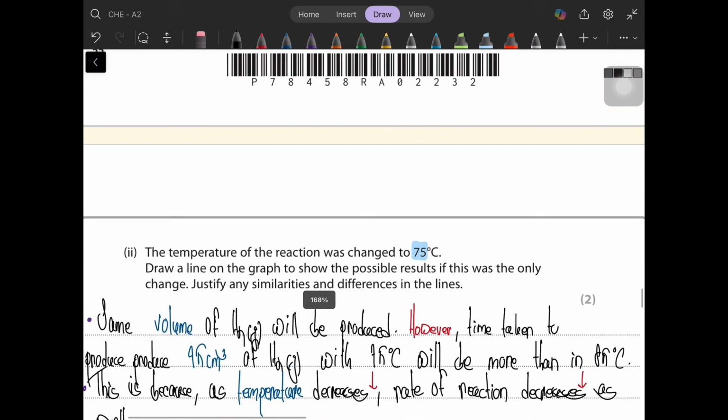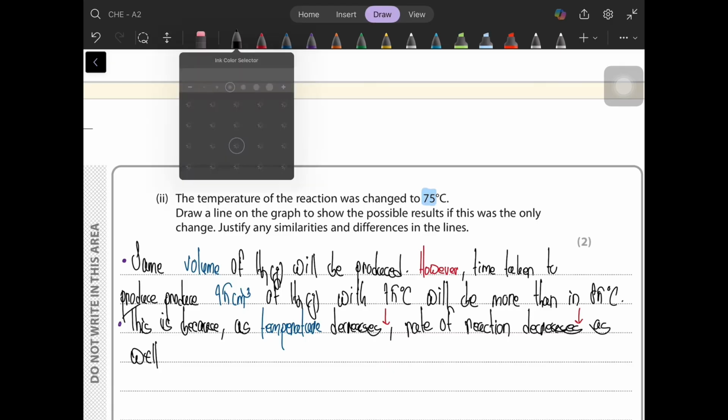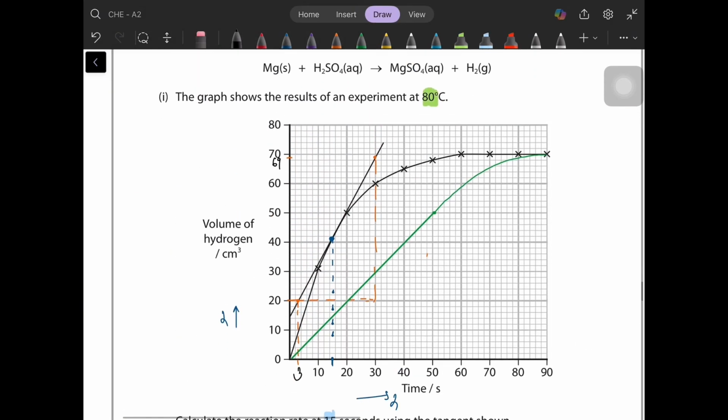right? So the temperature of the reaction was changed to 75 degrees Celsius. Draw a line on the graph to show the possible effect, right? So first of all, the investigation was being carried out at 80 degrees Celsius, and this was the graph for it. Once the temperature is reduced, the amount of product produced is going to be the same, but the time taken to produce the same amount of product would be greater, like 70 centimeter cube of hydrogen, because as temperature decreases, rate of reaction decreases as well, right?